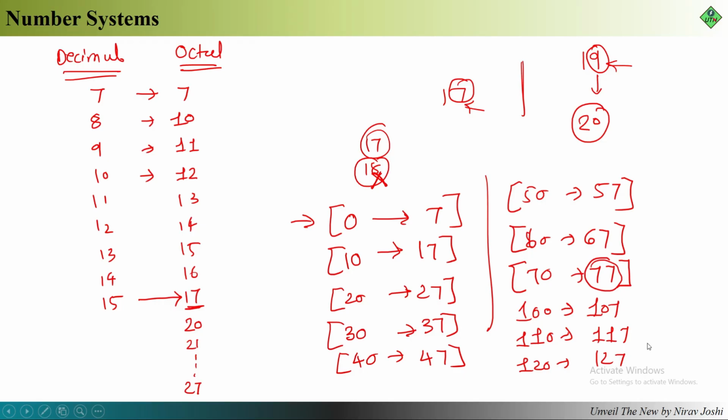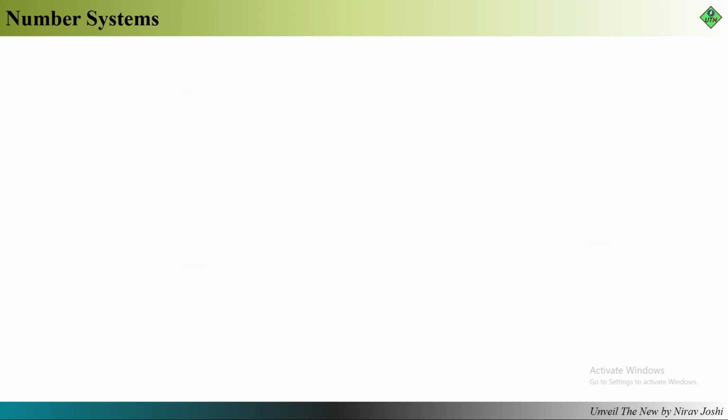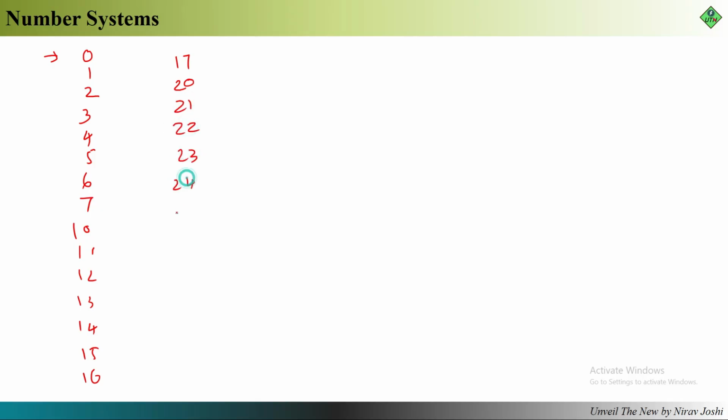So now if anyone asks you to write down the first 25 octal numbers, is it that difficult to write down after watching this? No, it is very simple. How can you write down the first 25 numbers? So 0, 1, 2, 3, 4, 5, 6, 7. After 7, 10, 11, 12, 13, 14, 15, 16, 17. What comes after 17? Yes, 20, 21, 22, 23, 24, 25.